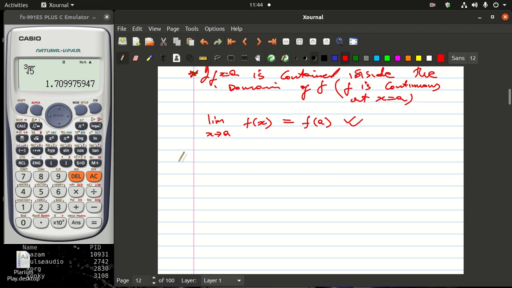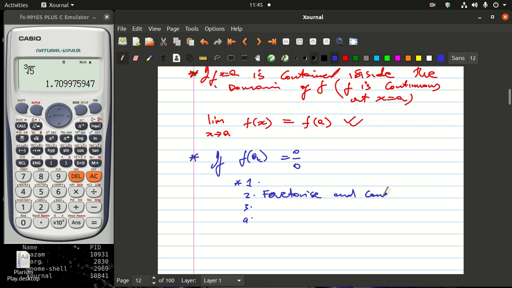That's clear. And then, let's say I'm going to use blue now. If when we are plugging in a in f, so I get f of a, you get a 0 over 0, there are actually 4 methods to do this: 1, 2, 3, 4. We said that the first method that you use, you can always factorize, and cancel out the common factor.